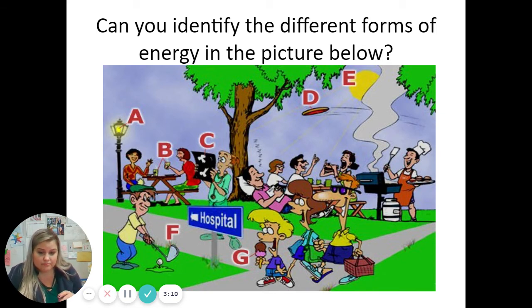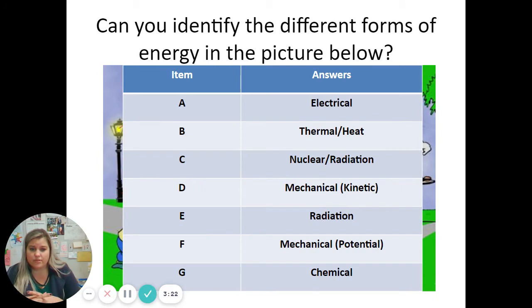And then G is eating that ice cream. So I would consider that chemical because of the digestion process. Just as a review, those are all of the answers that I just said. Again, if you want to pause that and record that in your notes.